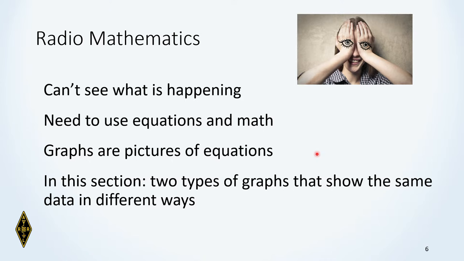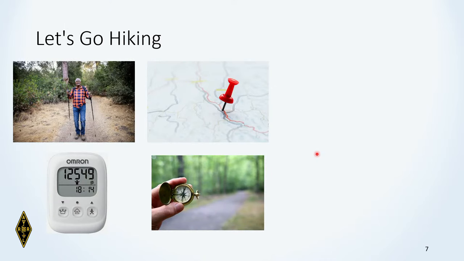Speaking of which, let's go hiking. So here we've got somebody that wants to go hiking, looking at a map, see where he wants to go, and there's two tools. This is called a pedometer. It will count your steps. A lot of people have an application like that on their smartphone or their smartwatch. And here we have a compass.